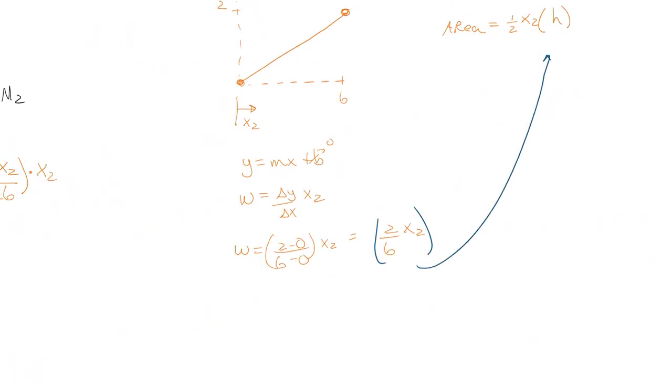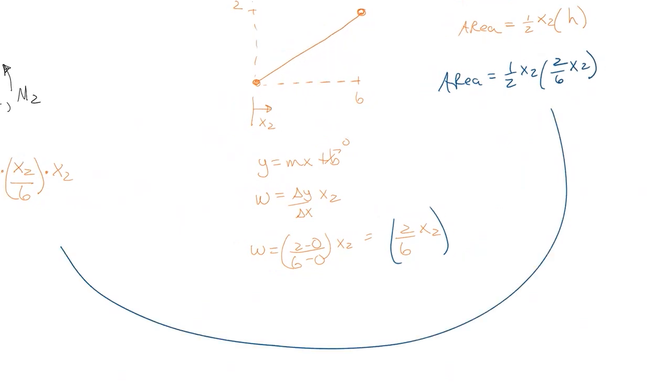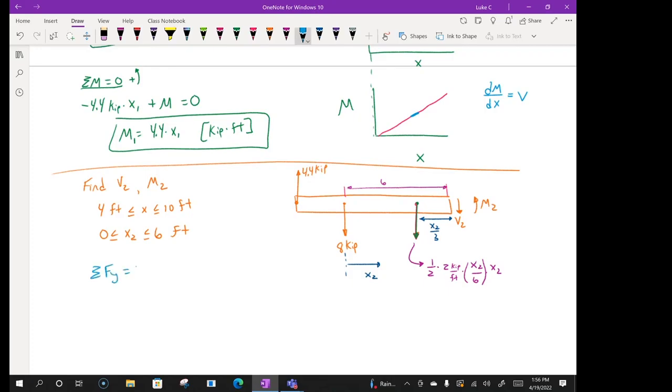We plug that in here: 1/2 x2 times 2 over 6 x2. Is that what we had there? Over here, if we sum the forces in the y, we have 4.4 kip minus 8 kip minus 1/2 times 2 times x2 over 6 times x2 minus V2 equals 0.